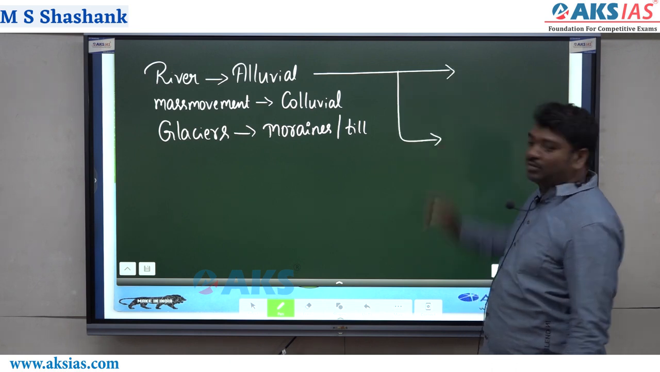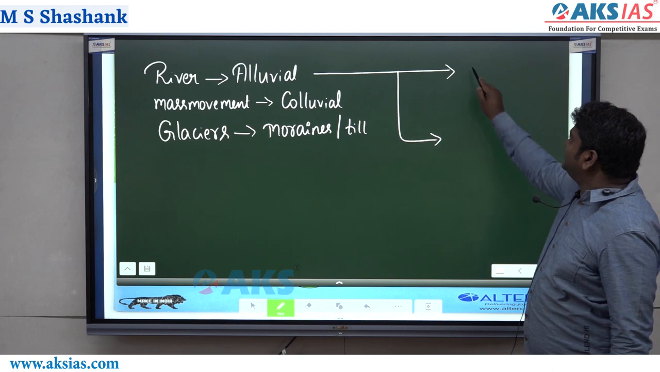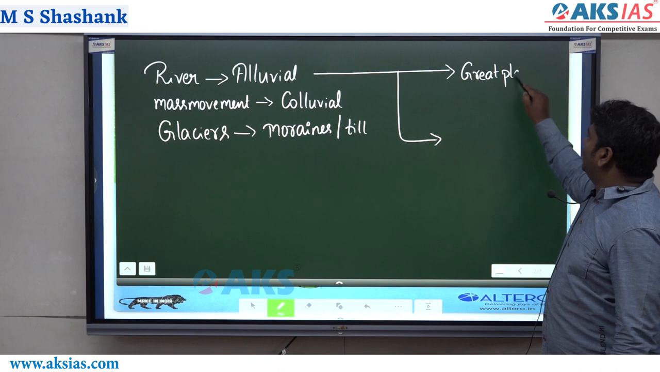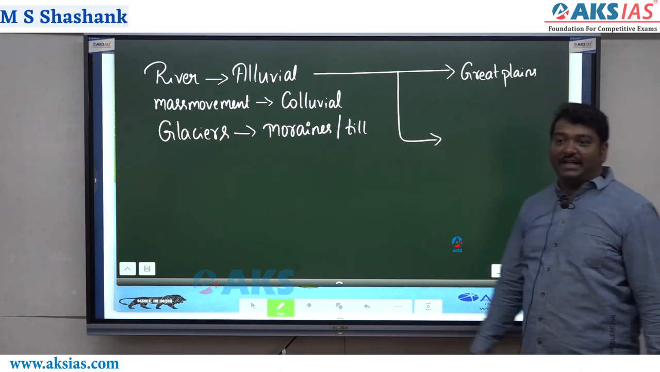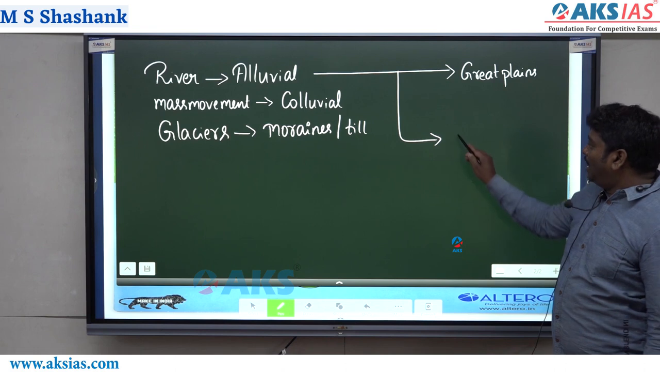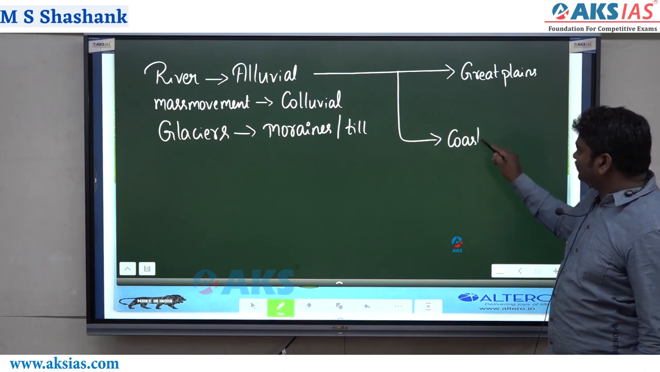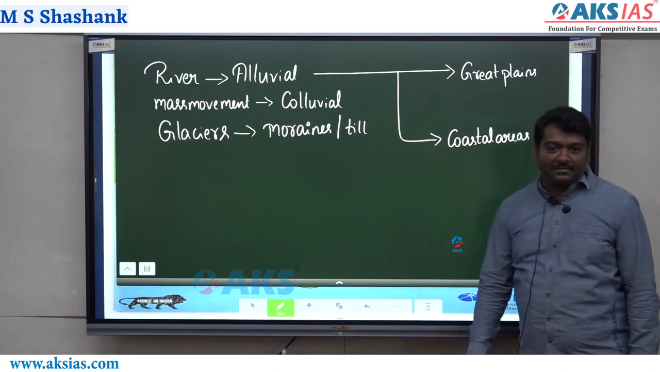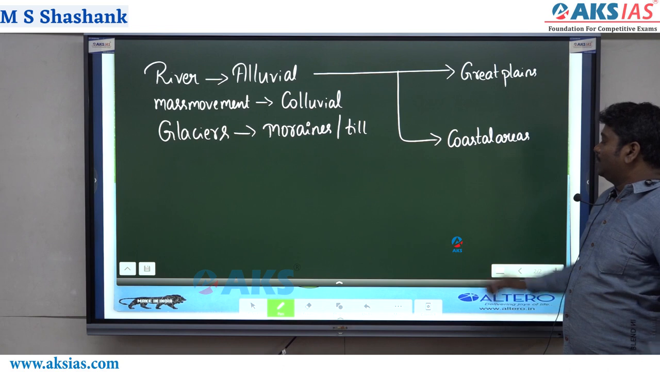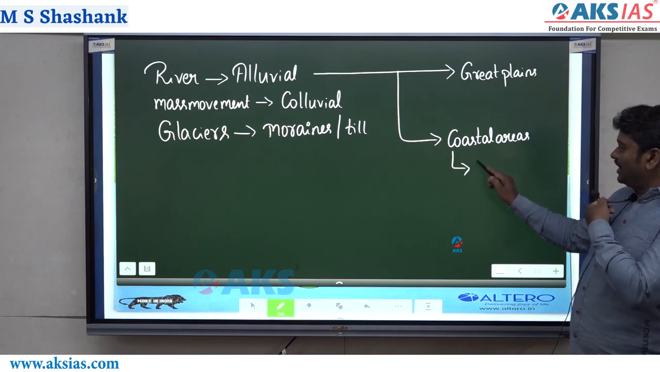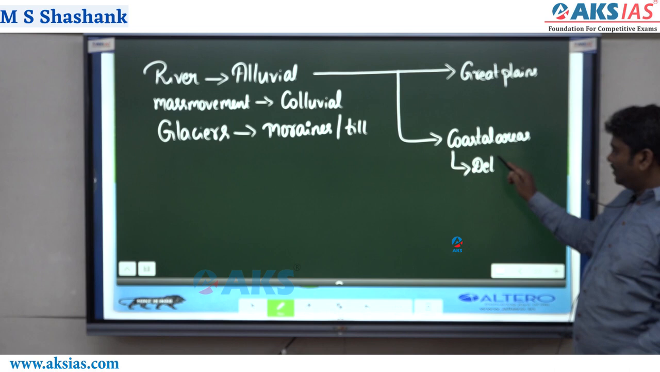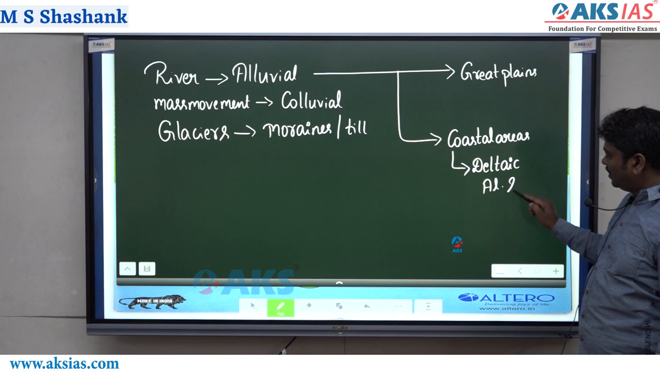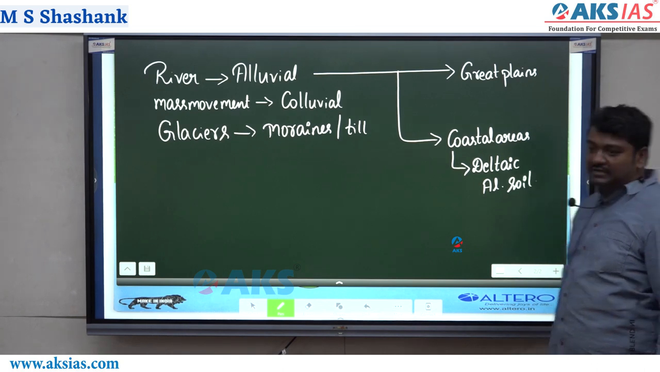Now, alluvial soil is divided into two ways. One is present in the Great Plains region. Another one is present in coastal areas. The one present in the coastal areas is called deltaic alluvial soil.